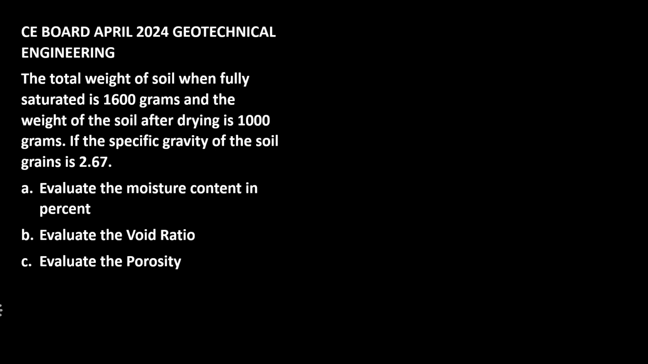The total weight of soil when fully saturated is 1,600 grams and the weight of the soil after drying is 1,000 grams. If the specific gravity of the soil grain is 2.67, evaluate the moisture content in percent. B. Determine the void ratio. And lastly, we have to evaluate the porosity. Let us now start solving this given word problem.